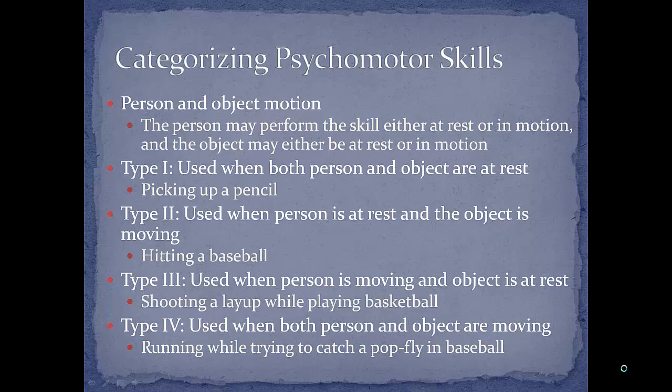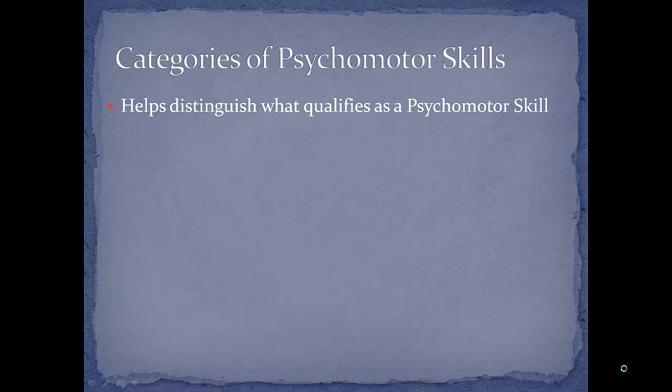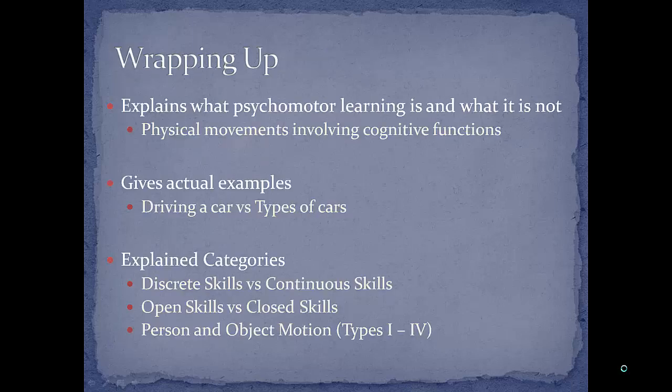Type 3 is used when the person is moving, the object is at rest. An example of this would be shooting a layup while playing basketball. Finally, type 4 is used when both person and object are moving. An example of this would be running while trying to catch a pop fly in baseball. The individual person is moving while running toward the ball, and the object is moving while flying through the air as the pop fly. These different categories help us distinguish what qualifies as a psychomotor skill.